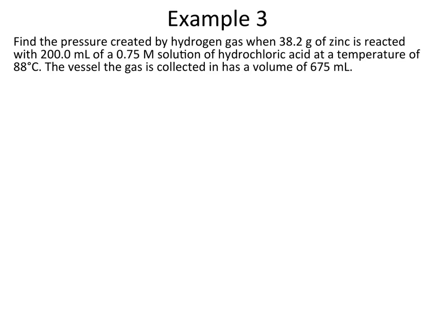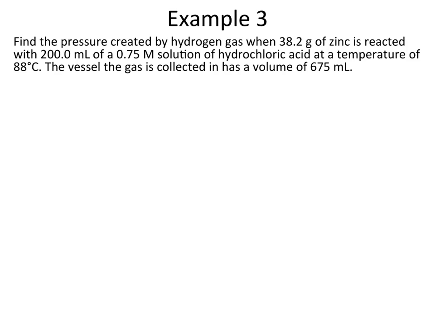So number 3, in this case, what we're looking at is it's saying find the pressure created by the hydrogen gas when 38.2 grams of zinc is reacted with 200 milliliters of a 0.75 molar solution of hydrochloric acid at a temperature of 88 degrees Celsius. The vessel the gas is collected in has a volume of 765 milliliters.